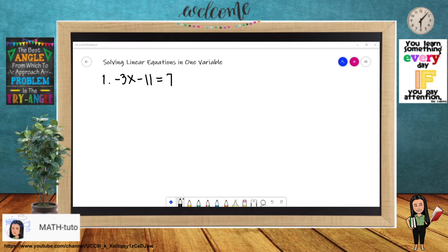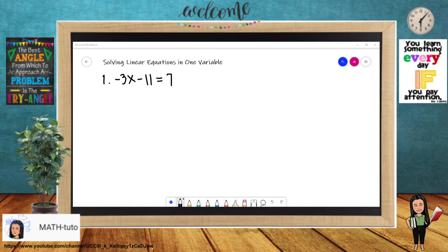After doing that, if there are still any numbers that we need to clear, we apply the multiplication property of equality. So in solving linear equations, we need to find the value of the variable that would make the equation true. In our final answer, the numerical coefficient of our variable should just be equal to 1.